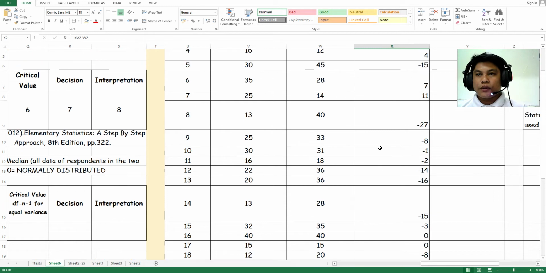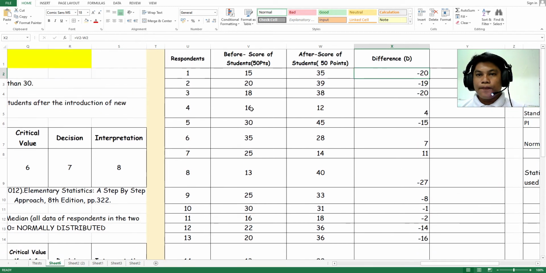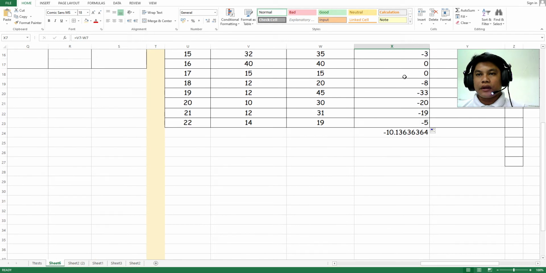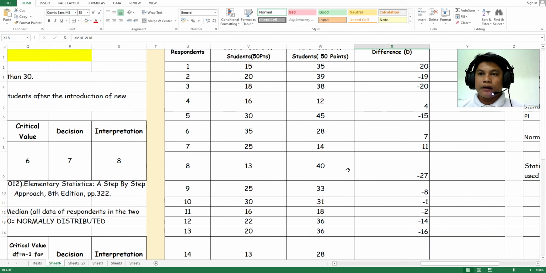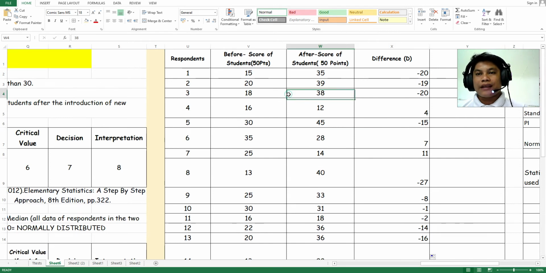Now, there are also scores, if you notice, from 16, it lowers down to 12, so there is a change of 4. And then 35 to 28, there is a change of 7, and so on and so forth. There are also scores that are the same, so there are no changes. Okay, so our target now is to analyze whether there is a significant change, an increase of the student scores before and after the implementation of the strategy.